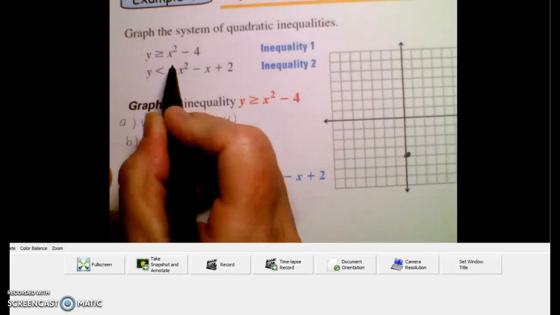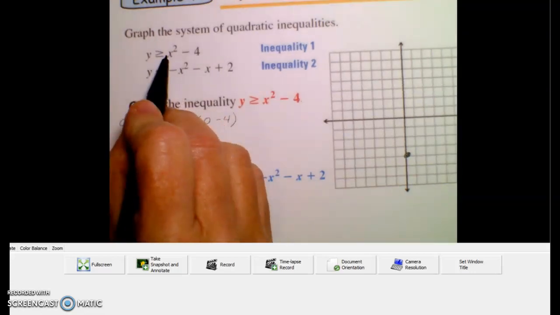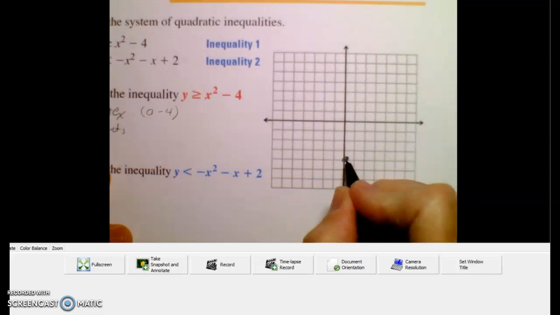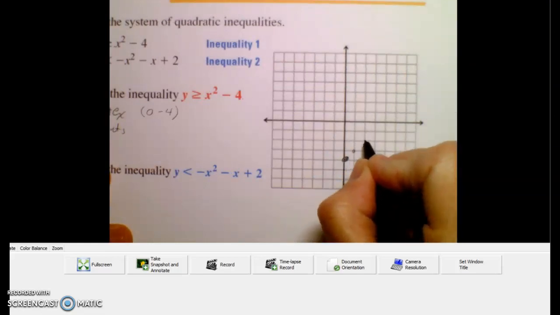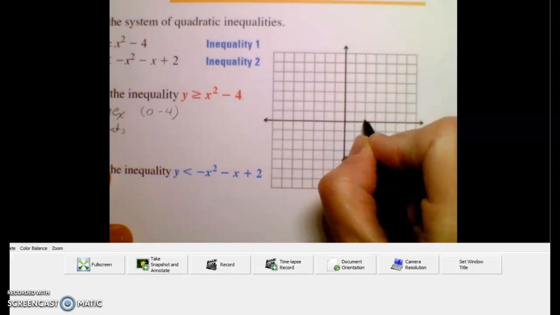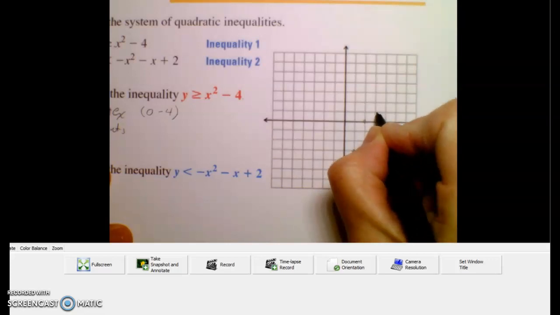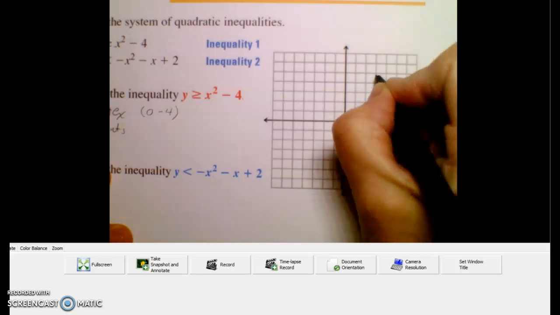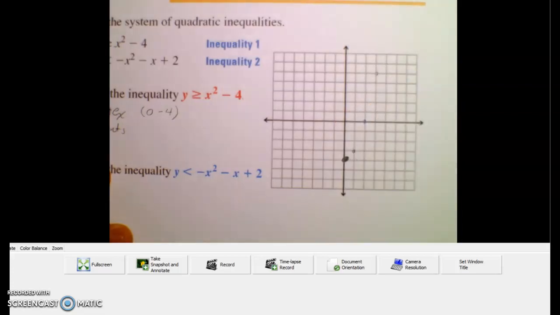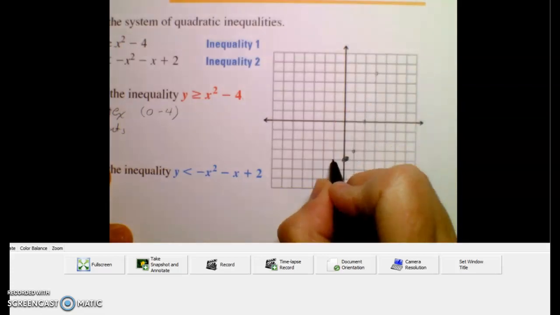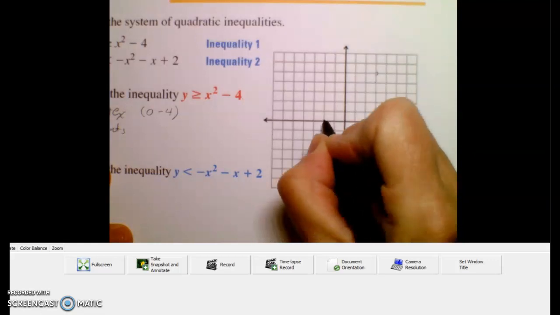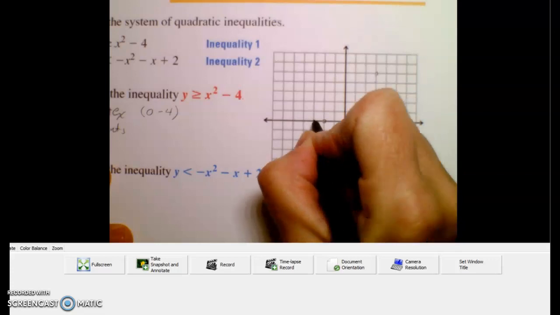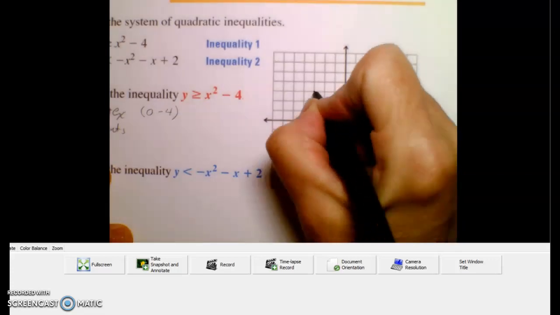Now the nice thing about this one, it has a leading coefficient of 1. So I can come over and just do over 1 and up 1. Over 1 and up 1, 2, 3. Over 1 and up 1, 2, 3, 4, 5. I'm going to do the same on the other side. Over 1 and up 1, over 1 and up 3, over 1 and up 5.